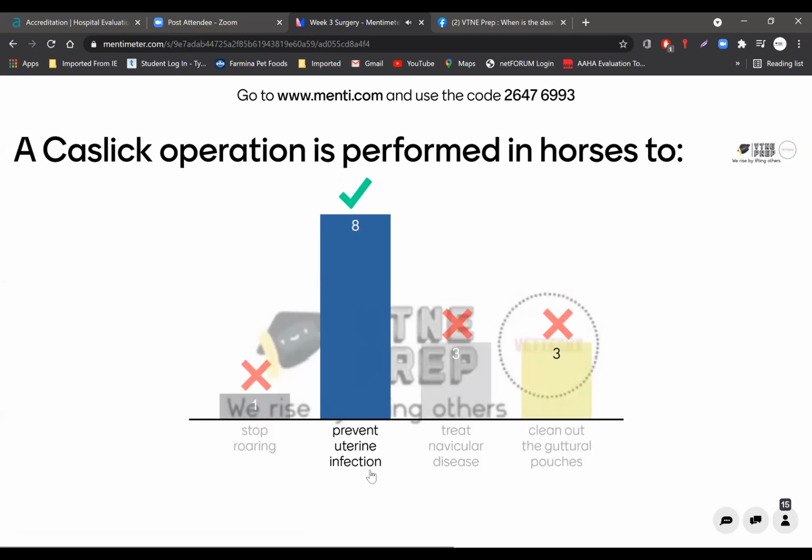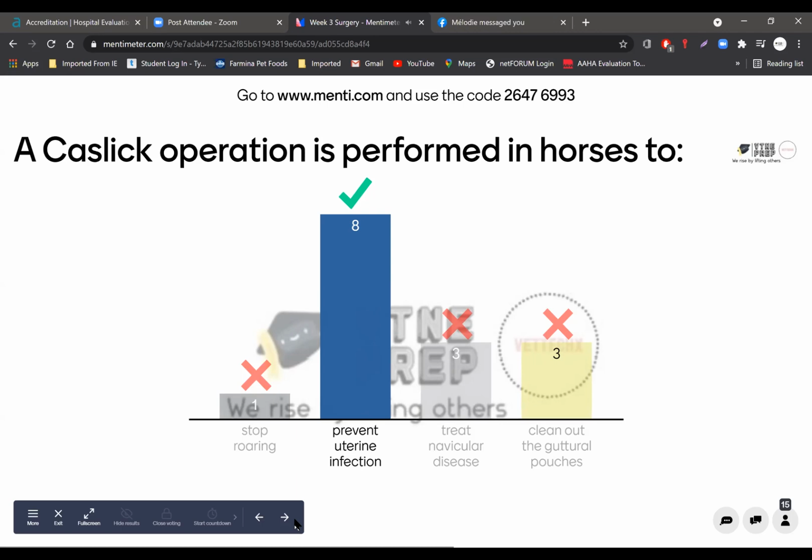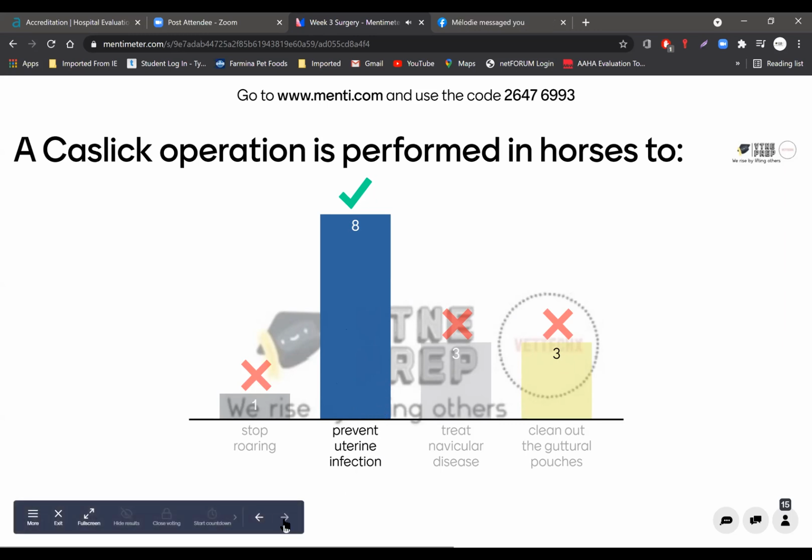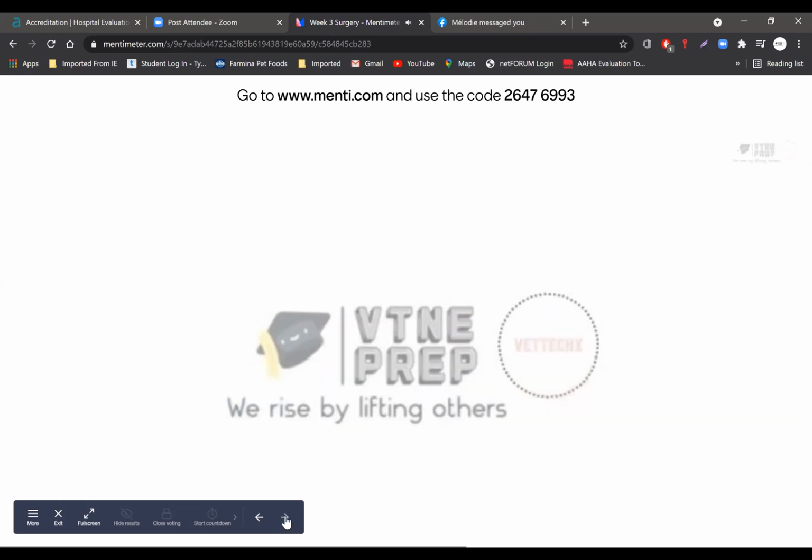Great. So yes, it prevents uterine infections. What's a Caslick operation? It's like a procedure on the vulva. Yeah, so it's a procedure that they essentially do to basically clean out the uterus, to basically prevent any type of uterine infection. I think it's essentially after they have their foal. Interesting. Thank you.